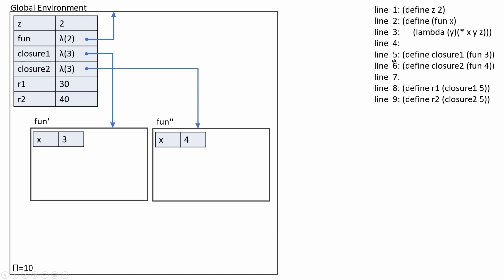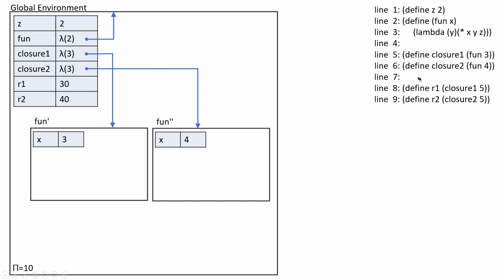Now notice the key difference here. Closure 1 and closure 2 are both this lambda on line 3, right? They're the same lambda. Essentially they did the same math, and when we ran each of them, we gave it the value 5. The only key difference is the environment in which they were created. Closure 1 was created in an environment where x was bound to 3. Closure 2 was created in an environment where x was bound to 4.